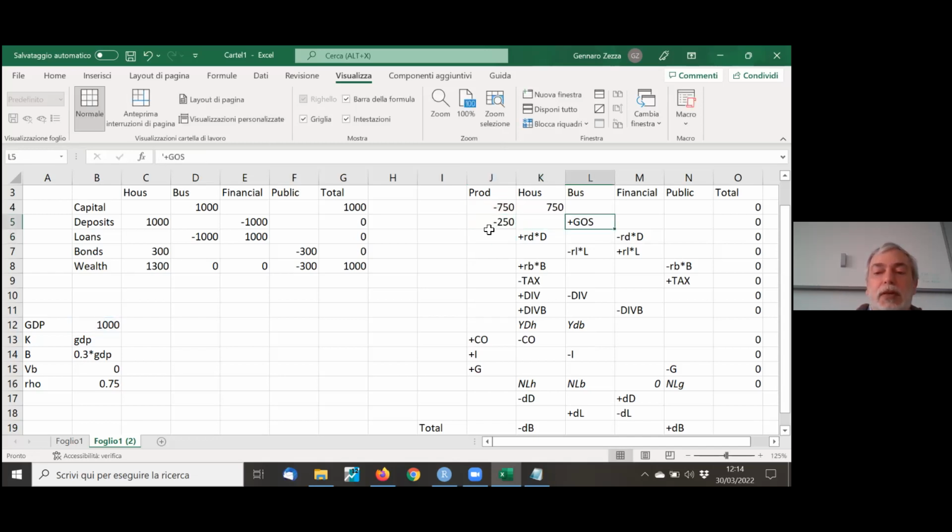Okay, this is to be distributed to business. So here, this is summing up to GDP. Then we need the interest rates. So let's say that the interest rate on deposits is, don't know, 1%. The interest rate on loans is 3%, and the interest rate on bonds is 2%, which are reasonable values.